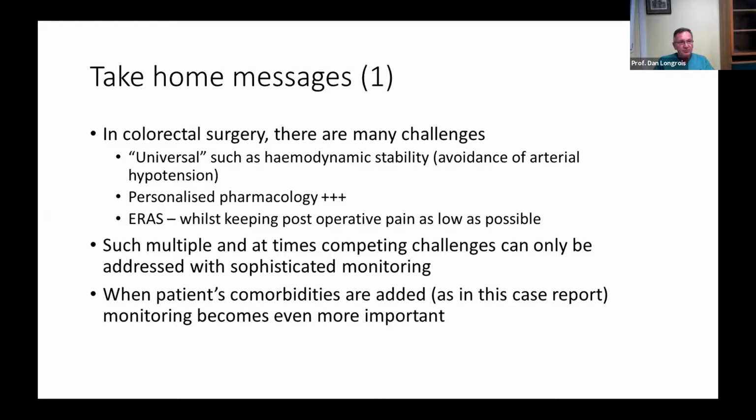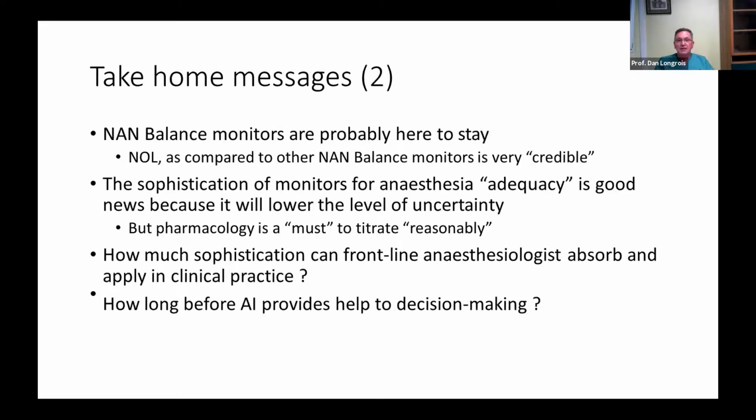So some of the goals in ERAS are contradictory, and finding the right balance between avoiding excessive pain and avoiding excessive dysfunction of the bowel comes with a personalized and adapted dosing of opioids or anti-nociceptives in opioid-free and opioid-sparing anesthesia. And so in ERAS, some of these contradictory goals can only be solved by using personalized monitoring and personalized dosing. And at times you have competing challenges, and I don't see how you can find balance without using the monitors. And you can use the patient's comorbidities, as in the case that I presented with the hemodynamic instability being a challenge. And in this case, it becomes even more complex.